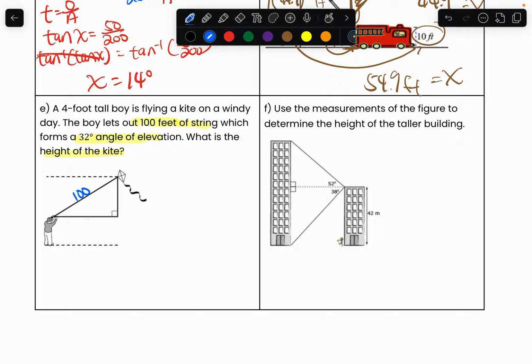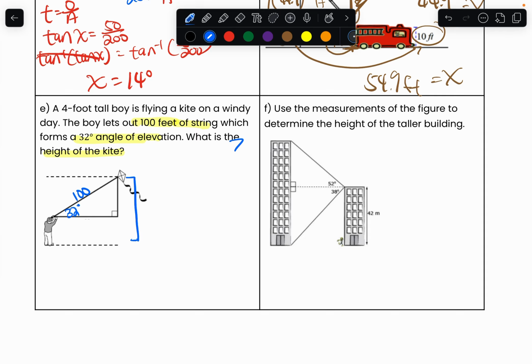Okay? Now, it forms an angle of elevation of 32 degrees. Remember, elevation is when you have a horizontal line and the other line is going up. So where is it on my picture? It's actually going to be right here, 32. It's asking us, what's the height of the kite? Now, some of you might make a mistake and say, oh, this must be my height. No, that's not it, okay? My height is actually from the kite to the ground, all the way from here to here.